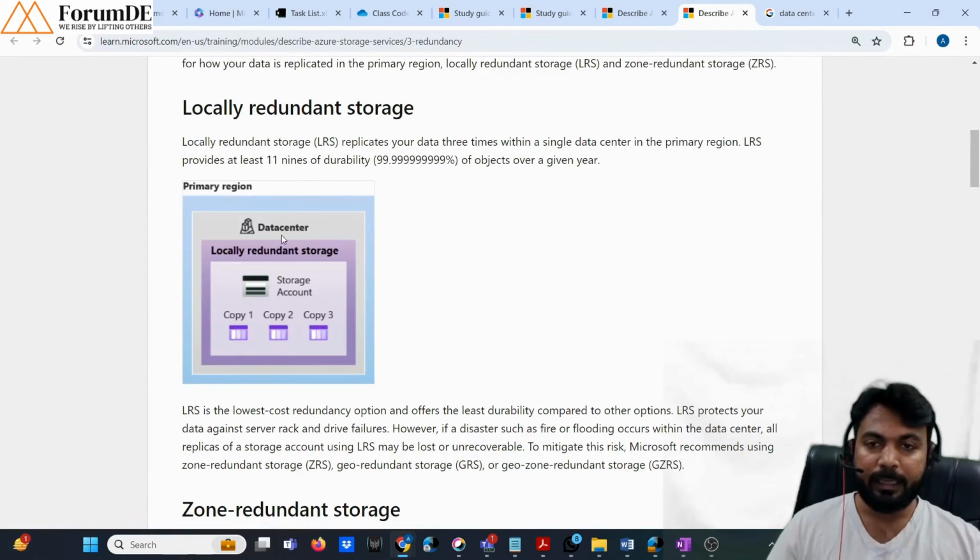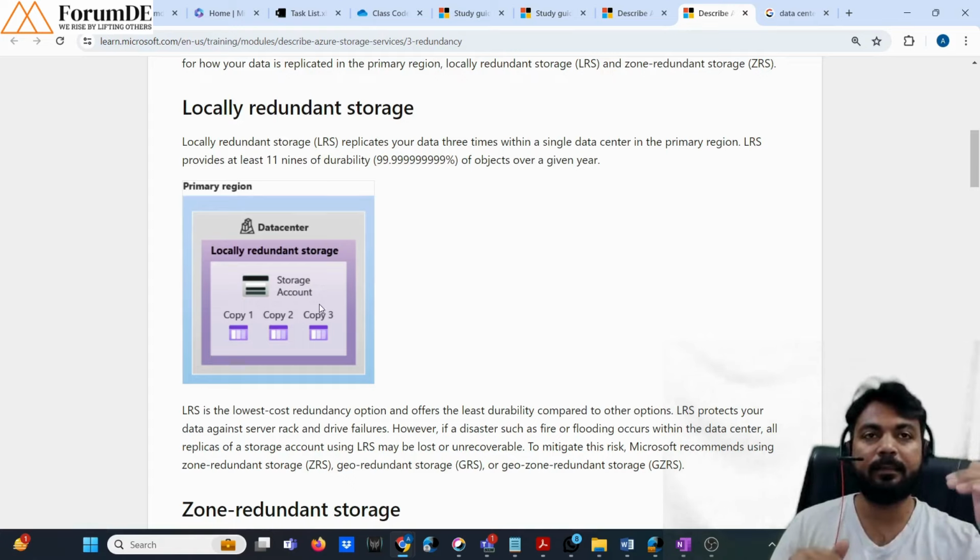So, if our data is copied three times in only one data center, then we call that kind of system locally redundant storage. Suppose these three copies of data are present in the same data center in different racks. Suppose a short circuit happens where copy 1 is placed, then we can use copy 2.